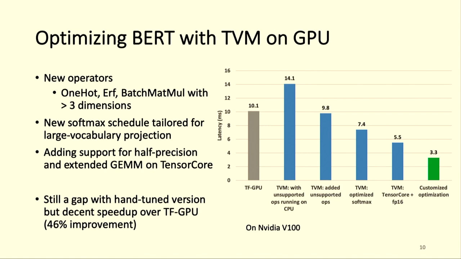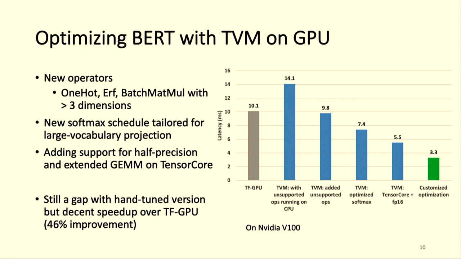More importantly, taking the example of running BERT on GPU. In order to run TVM with BERT on GPU, we added a few ops that were specific to the BERT model, but were originally missing from TVM. These are, for example, one-hot, ERF activation functions, and batch matrix multiplications with more than 3 dimensions. With these ops added, we can run BERT entirely on either CPU or GPU.